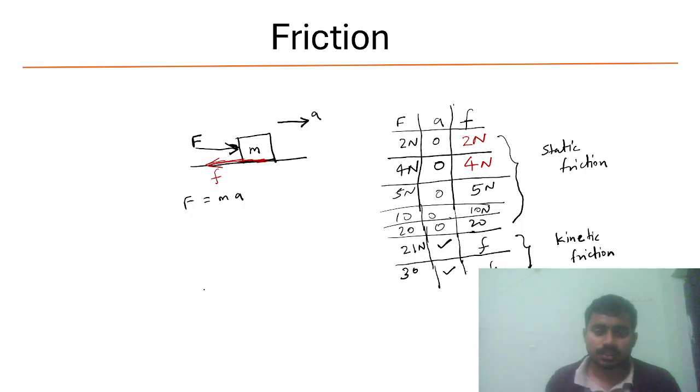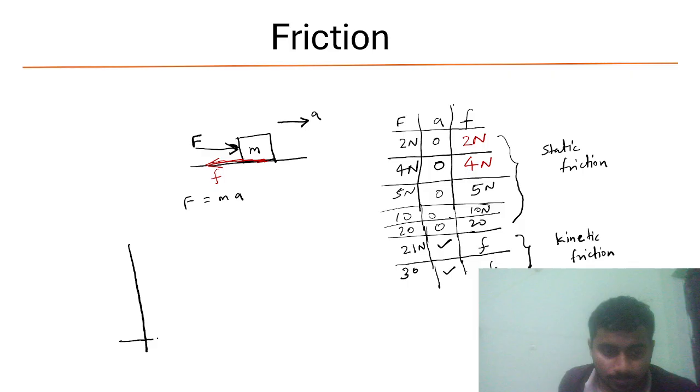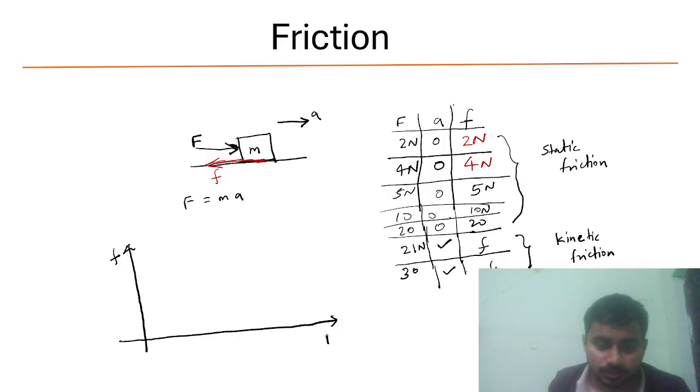So let us understand it in more depth by making one graph. Let's understand how the friction force and the force we are applying on the body are varying. Initially, whatever force we were applying is getting converted into the friction force, so there is a linear relation between these. It will form a 45 degree angle with the x and y axes.